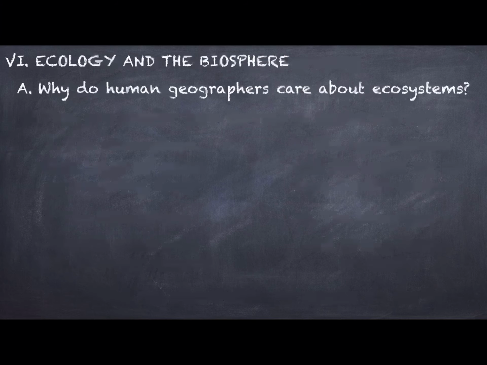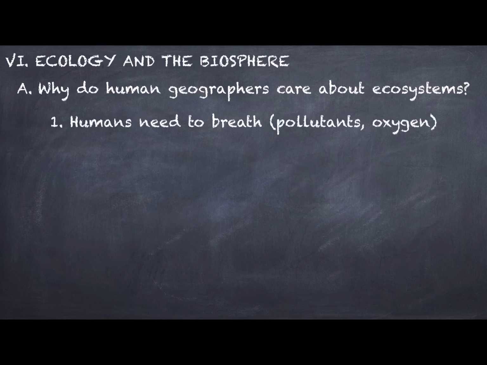Now, speaking of ecology and the biosphere, let's answer that question right now. Why do human geographers care about these systems? Why do they care about these ecosystems? Well, humans here on Earth have to breathe. The atmosphere, which we mentioned earlier, is a thin layer of gases that surrounds Earth, and it allows humans to breathe. How do we affect it? Well, pollutants affect it, and oxygen can be affected that way. It's very important that human geographers learn about the atmosphere because it produces everything we need to breathe.